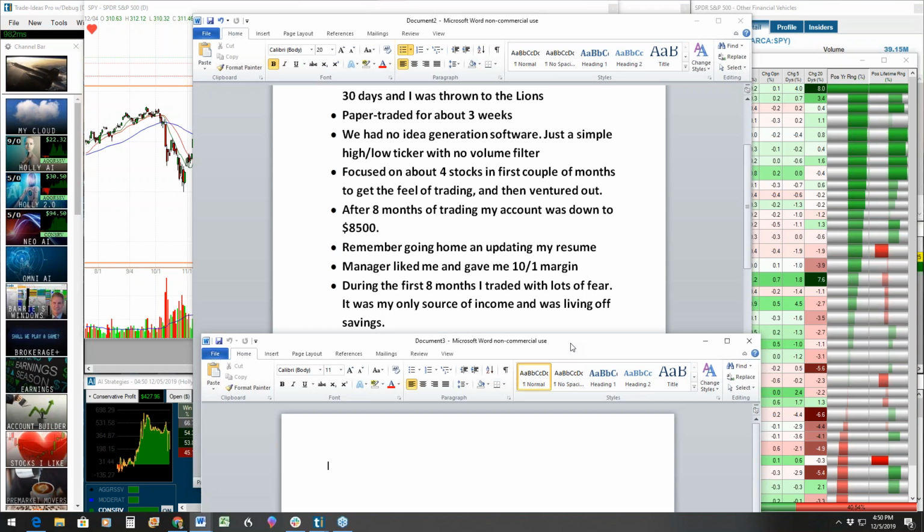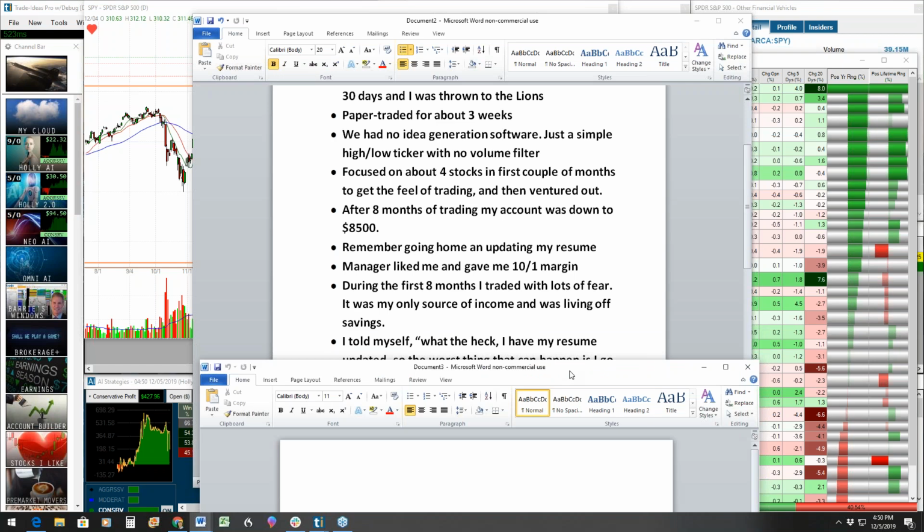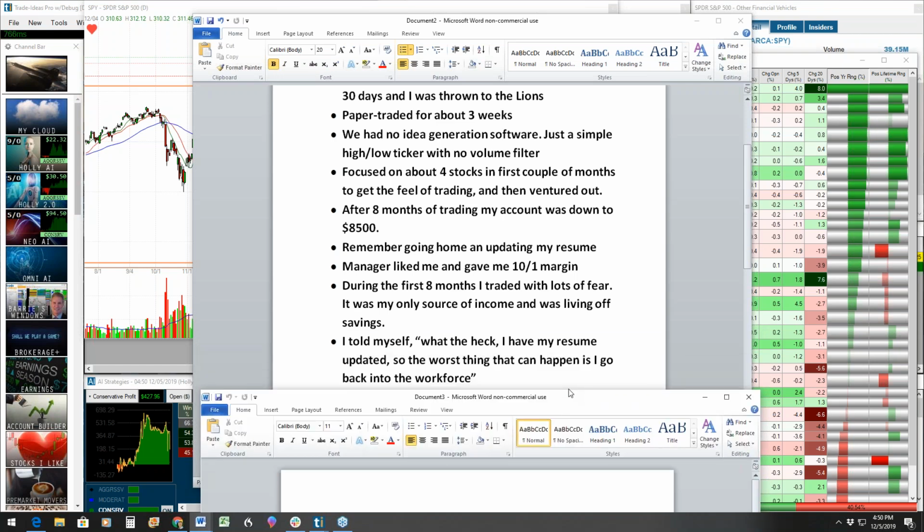My savings was running low. I only had $8,500 left. So I told myself, and I remember this just like it was yesterday, what the heck? I'm getting my resume ready. What's the worst thing that can happen? I have to get the monkey suit and go back into the workforce. I was qualified to do a lot of things back then. I won't get to trade for a living. That kind of sucks. I really like it, but what the heck? I'm going to do my resume and just go back into the workforce.